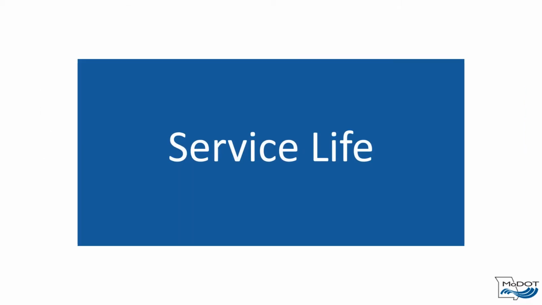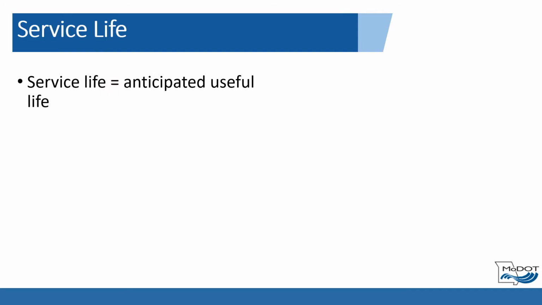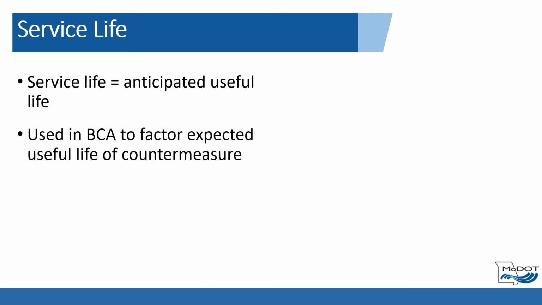Now that we've discussed safety costs, let's look at the service life of a safety project. The service life of a proposed improvement refers to its anticipated useful life. For example, a bridge would be expected to have a much longer service life than a warning sign. Service life information is used in the benefit cost analysis to factor the expected useful life of the proposed countermeasure and should be collected on all items associated with the construction of the safety improvement.